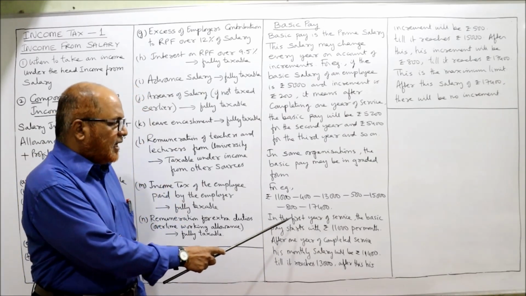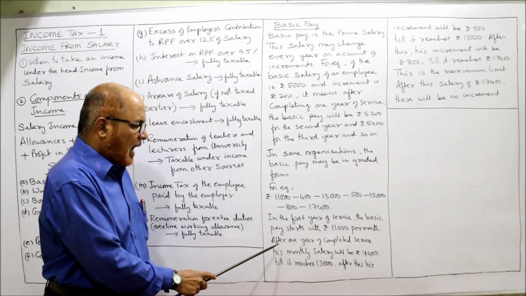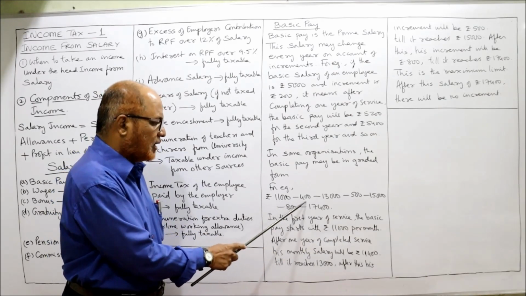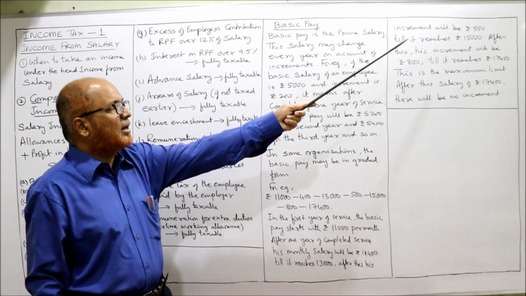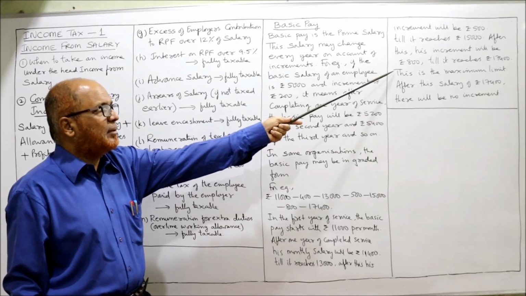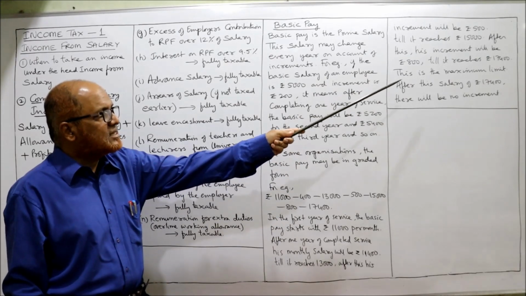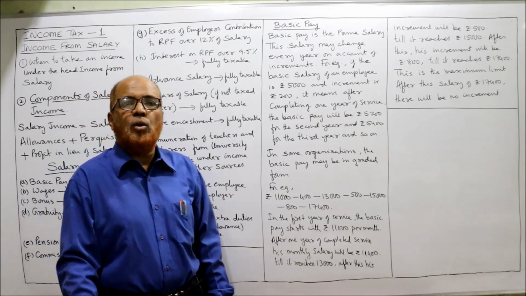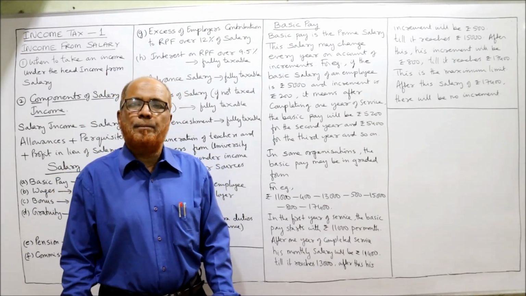So here I have explained, in the first year of service, the basic pay starts with rupees 11,000 per month. After completing 1 year of service, his monthly salary will be 11,400 till it reaches 13,000. After this, his increment will be 500 till it reaches 15,000. After this, his increment will be 800 till it reaches 17,400. Now this is the maximum limit. After this salary of 17,400, there will be no increment. This is called graded basic pay.